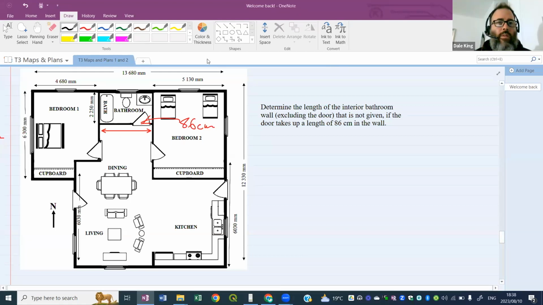Anybody out there can help me with this one. I need the length of this wall that I've marked with the red arrow here, without the door. The length of that wall without the door. Who can help me with this? Some interesting questions. Anybody?